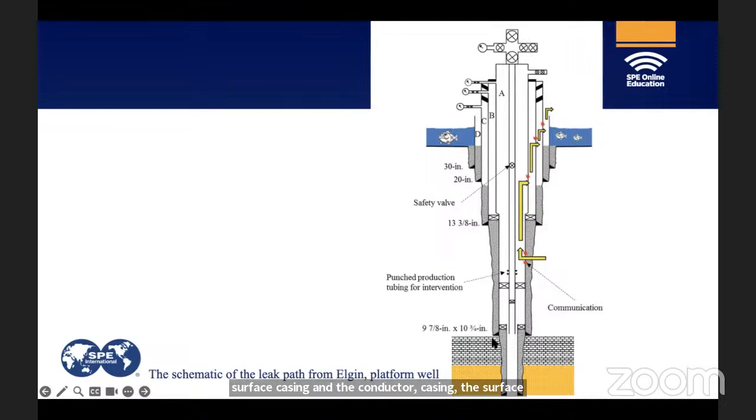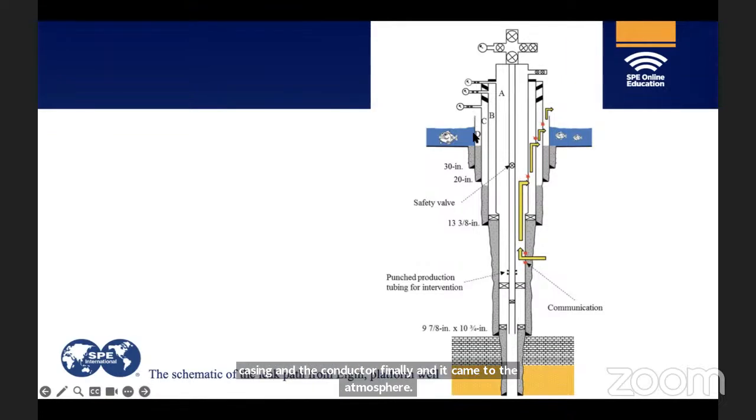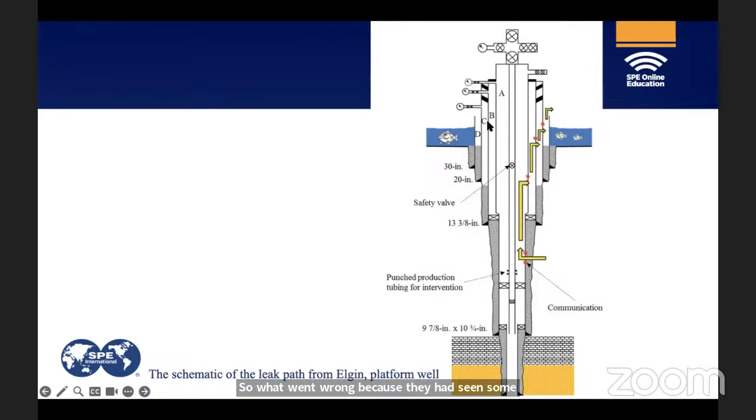So what went wrong? They had seen some pressure in the C annulus, which is between the intermediate casing and the surface casing. However, the well was planned to be plugged and abandoned. During the intervention, the pressure increased, and probably the failure was waiting to happen.